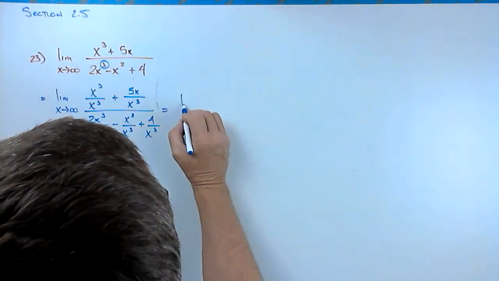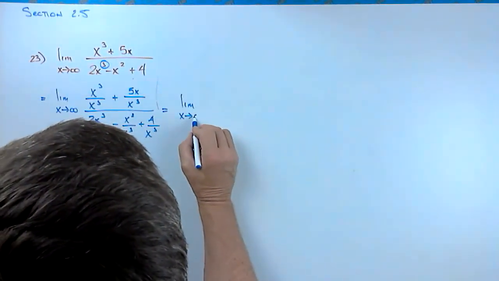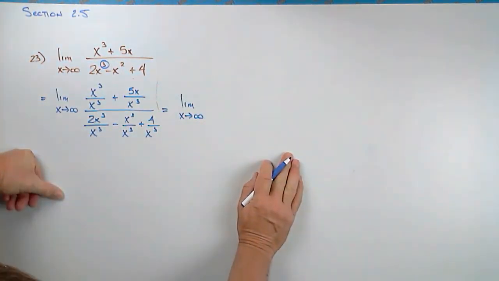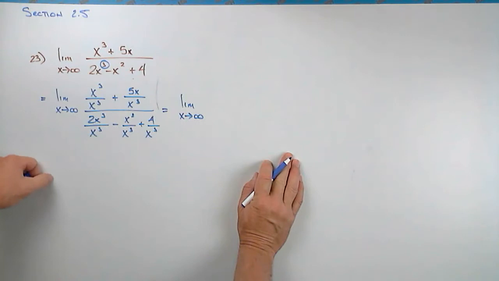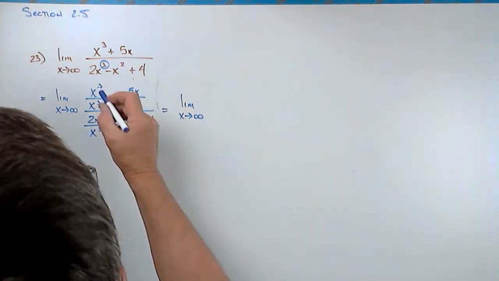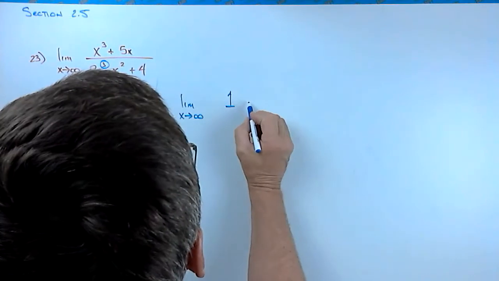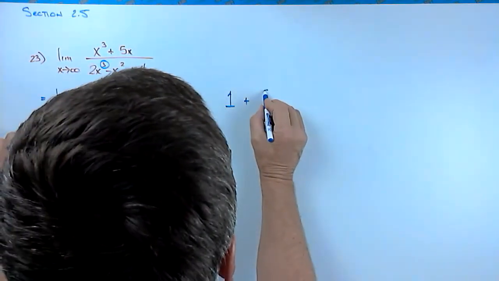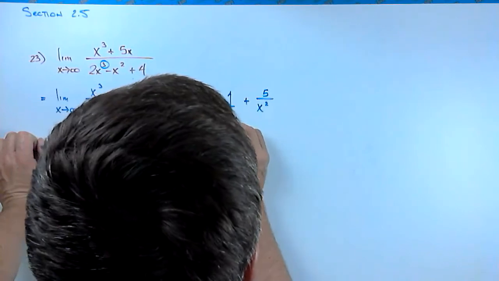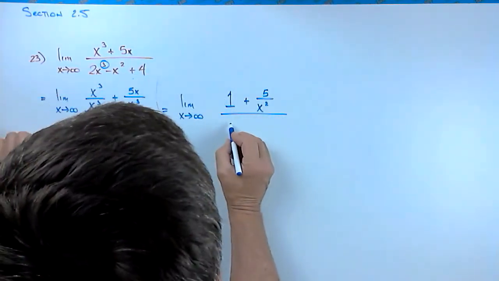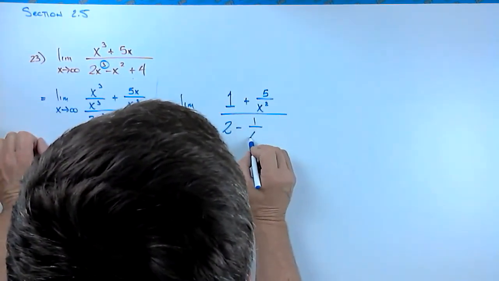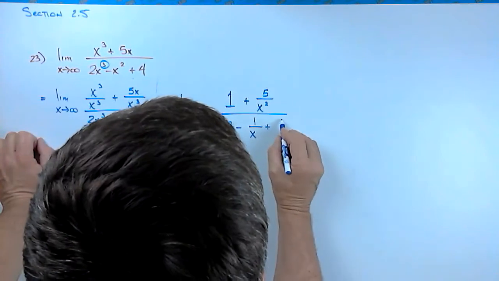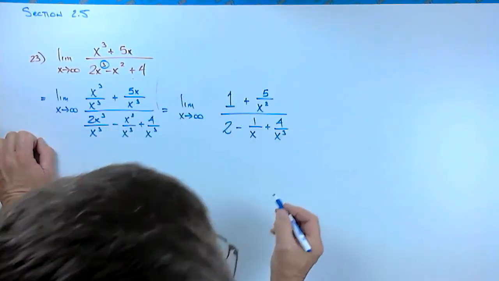Now, what is this going to look like? When we simplify this, it's important for us to realize that we can simplify it because x is going to infinity. So x is not 0 because 0 doesn't live near infinity. x cubed divided by x cubed just gives us a 1. 5x divided by x cubed gives me a 5 divided by x squared. x cubed divided by x cubed gives me a 2. x squared divided by x cubed gives me 1 over x. 4 over x cubed just turns out to be 4 over x cubed.